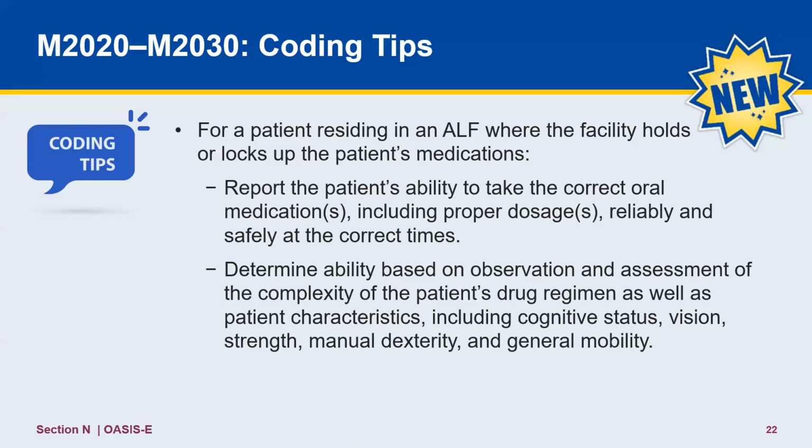For a patient residing in an assisted living facility where the facility holds or locks up patient's medication, report the patient's ability to take the correct oral medications, including proper dosage, reliably and safely at the correct times. Determine ability based on observation and assessment of the complexity of the patient's drug regimen, as well as patient characteristics, including cognitive status, vision, strength, manual dexterity, and general mobility.